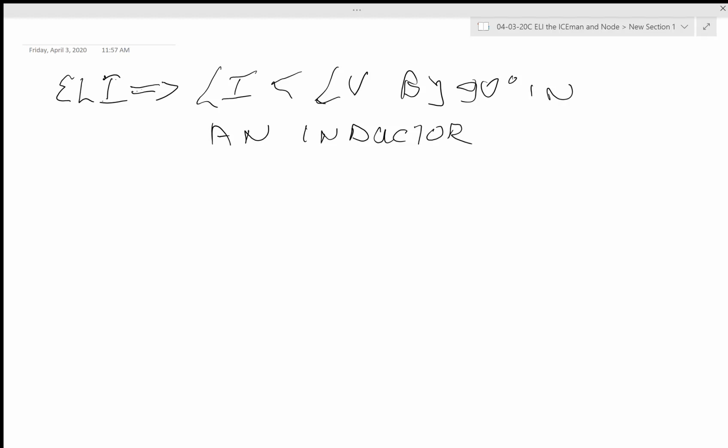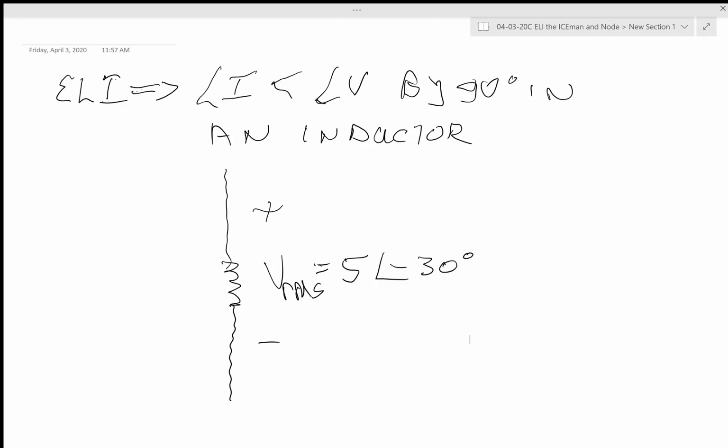And so let's look at that real quick. Basically what I'm talking about is, let's say we have an inductor, and we have the voltage across the inductor. This is an RMS value, so I'm going to put RMS here. I probably won't be doing that much longer. We're going to say that this is 5 angle minus 30 degrees across here, and that this is a J5 ohm inductor.